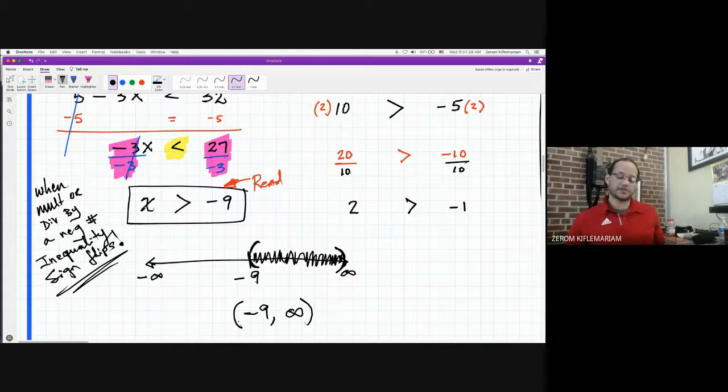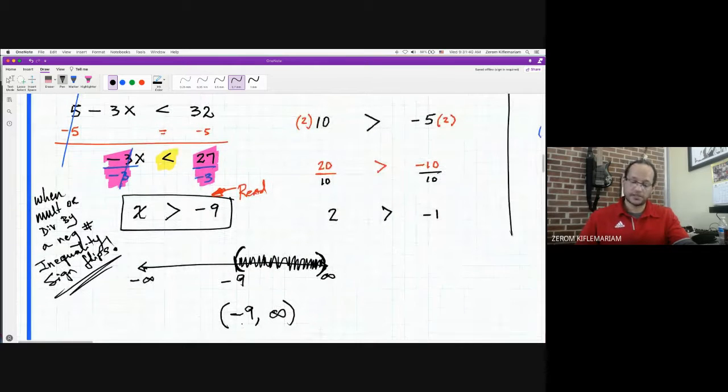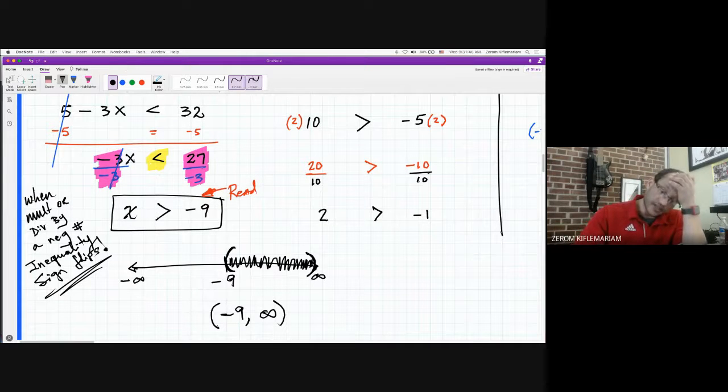So which means if I pick any number on that shaded area and then plug it into the original question, it should work because I am claiming the answer is supposed to be that. So in other words, let's go ahead and say, give me a number, anything from the left side and anything on the right side. Somebody, give me a number.